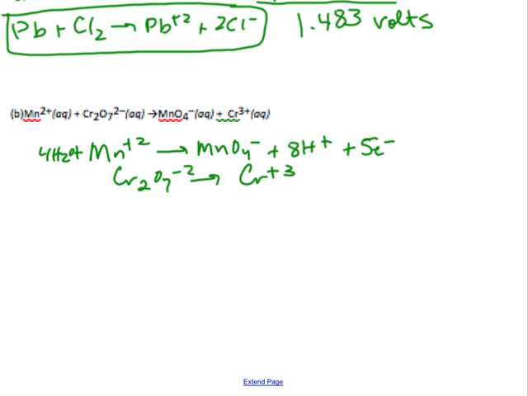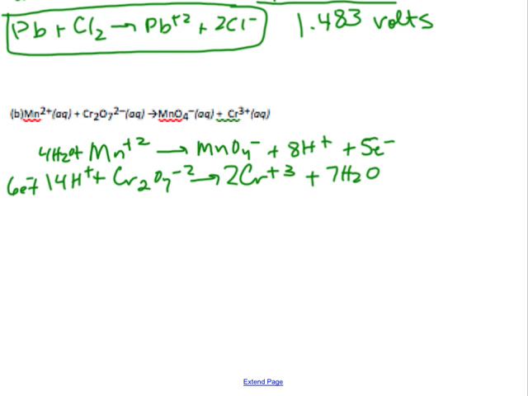All right, balance everything but H's and O's. 2 Crs. Don't let that trick you. Plus 7 waters on the right. How many H pluses? 14 H plus. So we've got a plus 12 on the left and a plus 6 on the right. So I need 6 electrons there, correct?